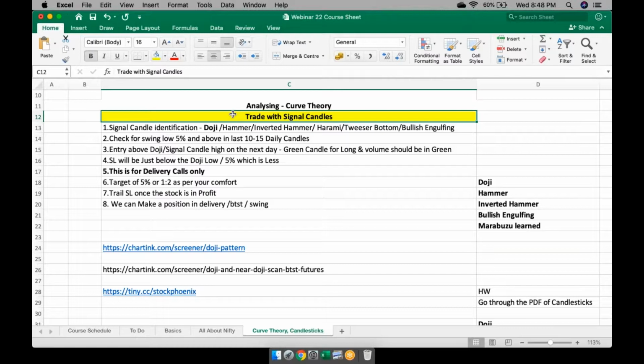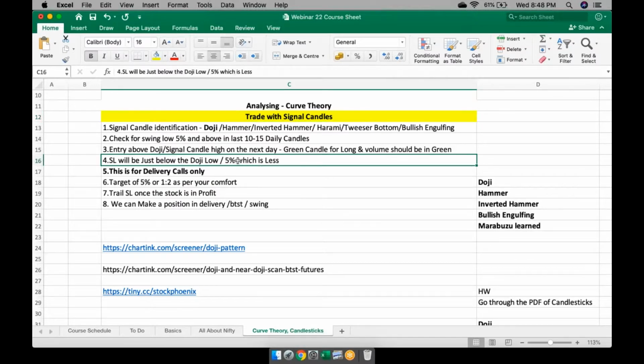Enter above the signal candle or doji on the next day. When you make an entry, the candle should be green and the volume should also be green. Stop loss will be just below the low of the doji, which is called the technical stop loss, and the default stop loss can be 5%. If the technical stop loss is more than 5%, avoid the trade. Ideally your stop loss should be between 2 to 3%. Even if it is 5%, avoid the trade. It's going to be a risky trade. This is only for delivery calls.